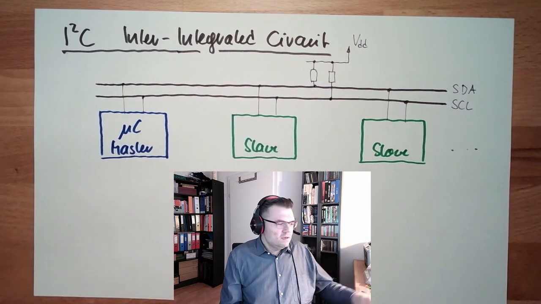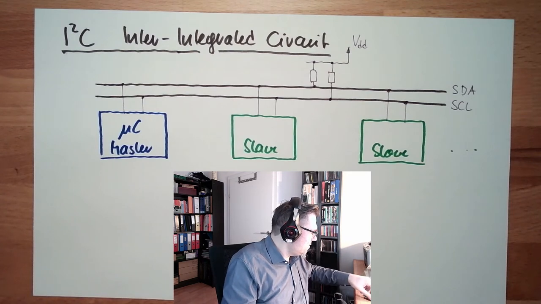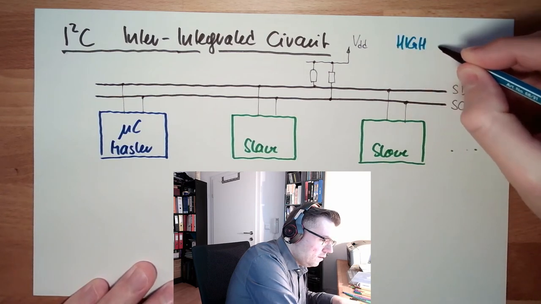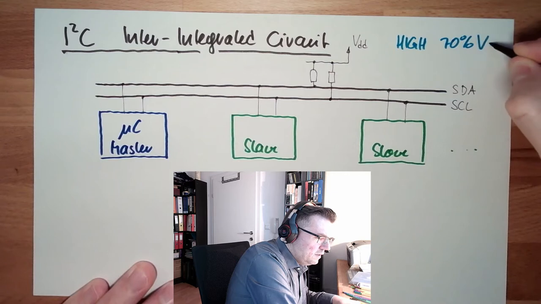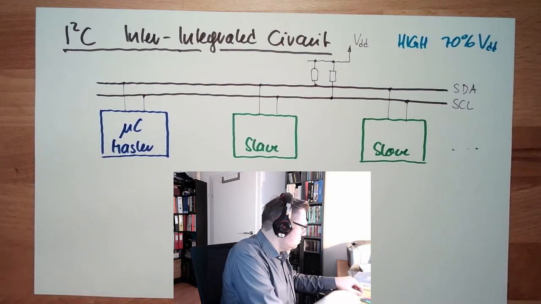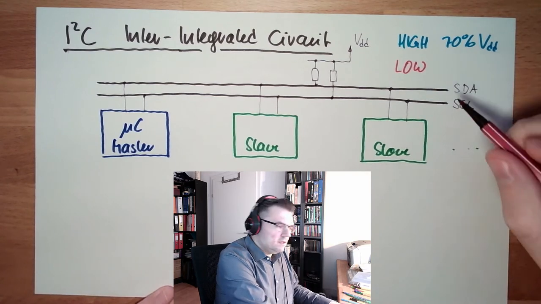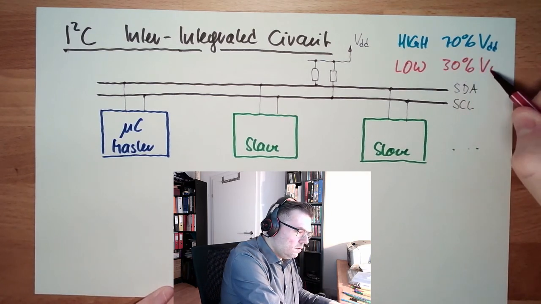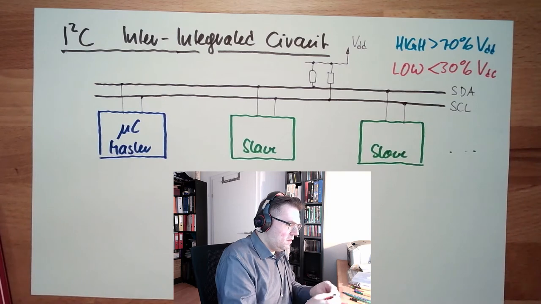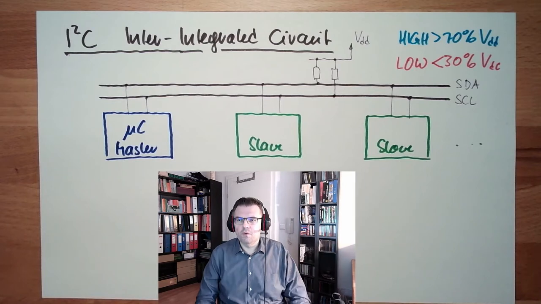Logical high means we have at least 70% of the supply voltage on the line, and low, it must be below 30%. Smaller than 30, and of course bigger than 70. So a high voltage on the lines means logically one.